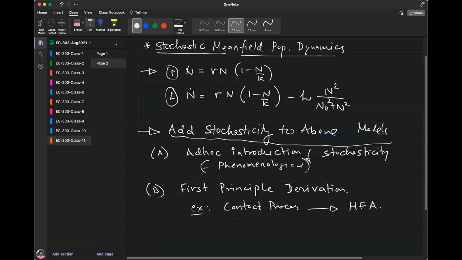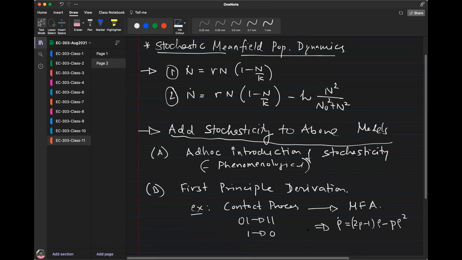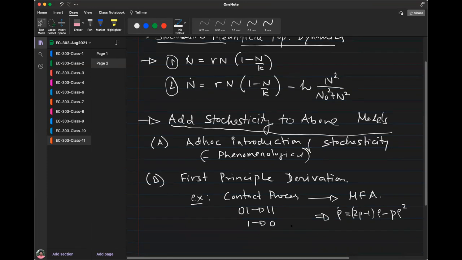So we started with these rules: 0, 1 goes to 1, 1, or 1 goes to 0. With that, we arrived at rho dot is (2p minus 1) rho minus p rho squared. We derived this based on the mean field approximation, so this would be a first principle derivation of the mean field model.